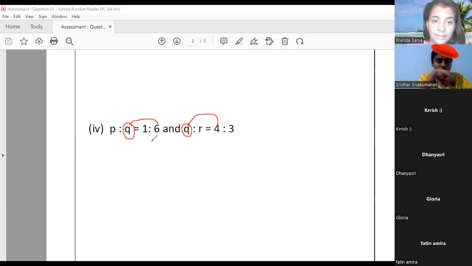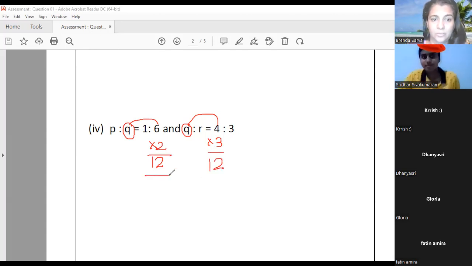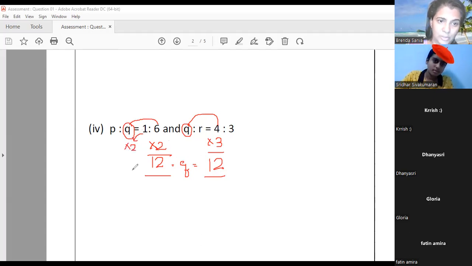But the lowest common multiple of 6 and 4 is 12. Because 6 times 2, you're going to get 12. Right or not? And 4 times 3, you are also going to get the same 12. So this is the part where Q is the same. The value for Q is the same. Do you understand? So if I take 6 and times 2 for my Q, my P will also times 2.